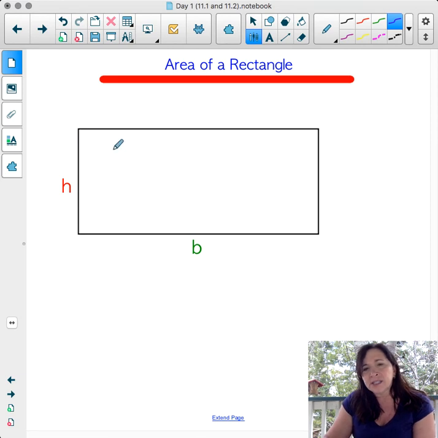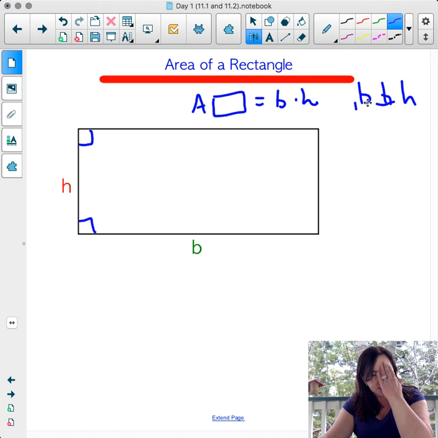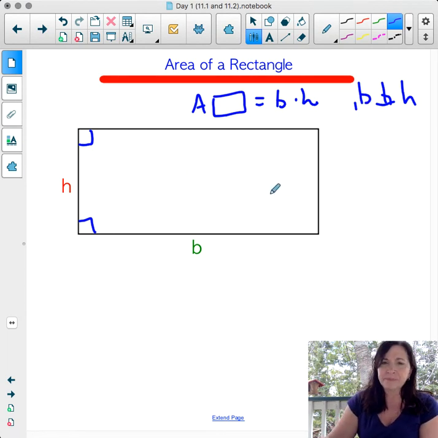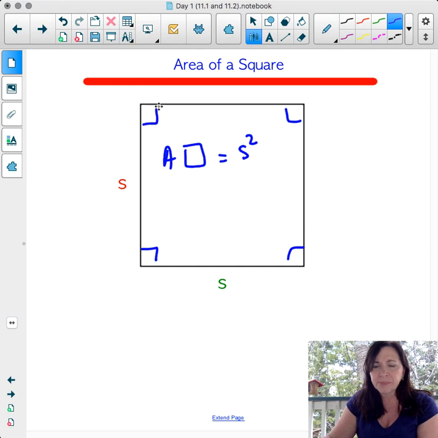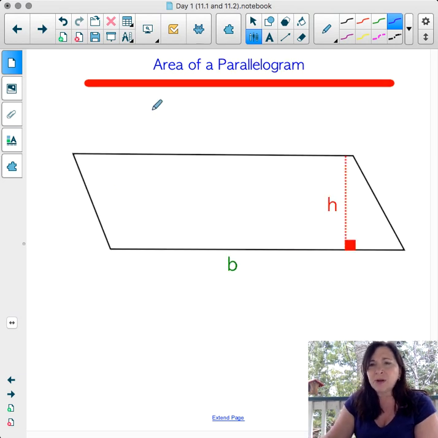The area of a rectangle is the base times the height. In this case, the base is already perpendicular to the height, but that's one of the prerequisites for these formulas, that the base needs to be perpendicular to the height. The area of a square is also base times height, but because these are the same length, we're going to call them side times side. So the area of a square is just equal to side times side, which is side squared. Again, these are perpendicular, so my base is perpendicular to my height. Very important.